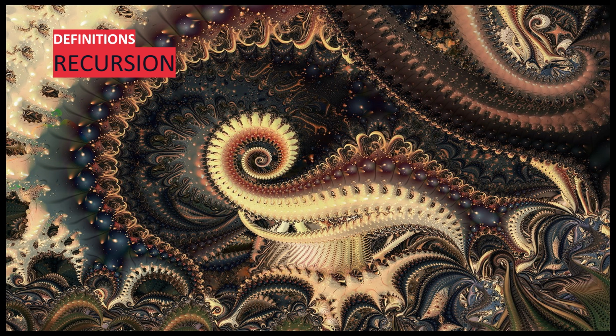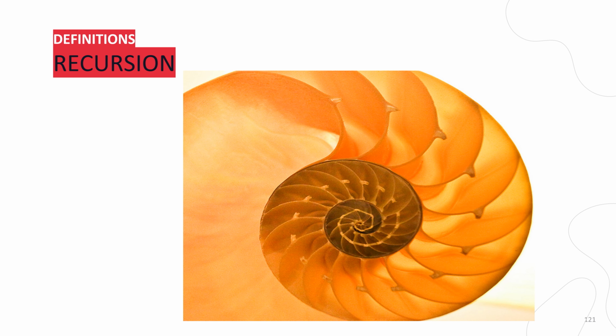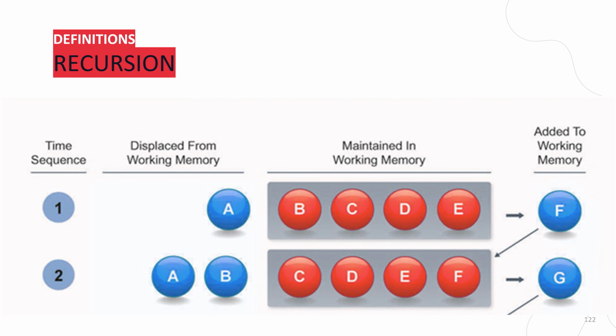This is a product of fractal or geometric recursion. And recursion is actually very common in nature. So here we have recursion because in time 2, 3 of the elements from time 1 reoccur.